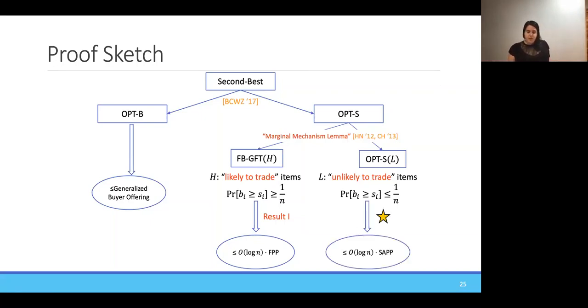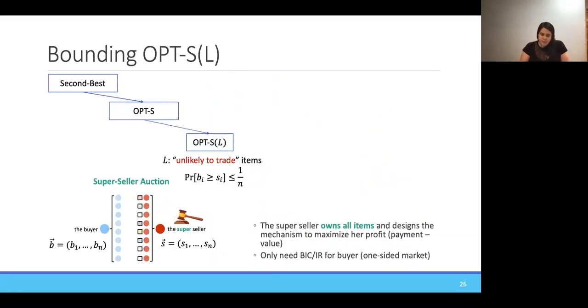Okay. So now what's left to show is that we can also get a log n approximation here using our new mechanism, seller adjusted posted price, which I mentioned in the beginning. Okay, so this is what remains to show. Here we're in this branch of the proof sketch. We're bounding the unlikely to sell items, L meaning low trade probability, the super seller auction of them.